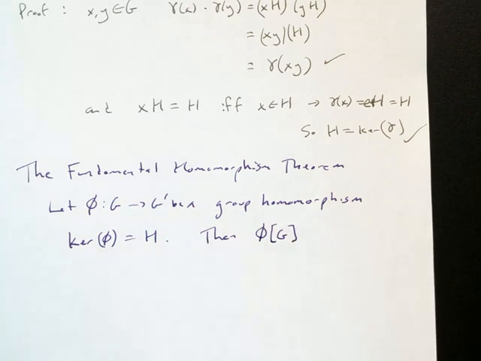What does that symbol mean? Phi square bracket G. That's back in our section on homomorphisms. What does phi square bracket G mean?